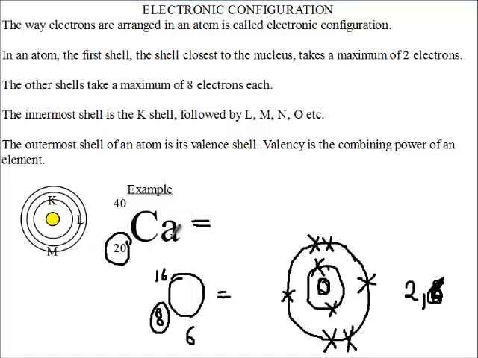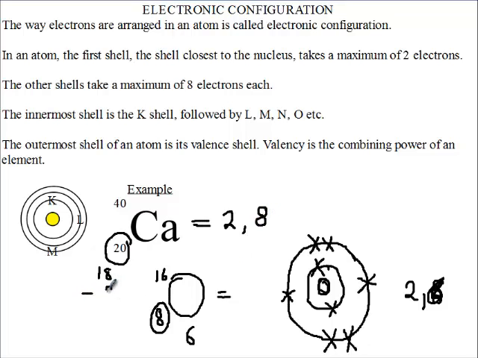Now let's go on to calcium. Calcium has 20. So we're going to put 2 in the innermost shell. 20 take away 2 is 18. Now the next shell can take a maximum of 8. It is only the innermost shell that can take 2. All the rest take maximums of 8. So if we've put 2 in the innermost shell, the next shell is going to take a maximum of 8.